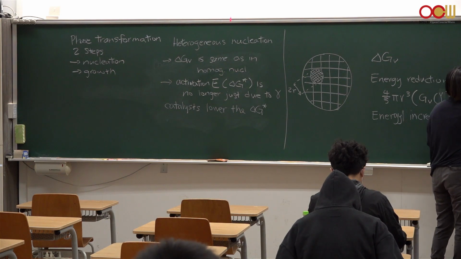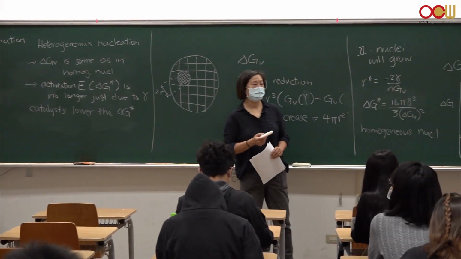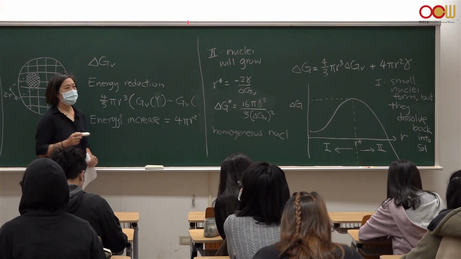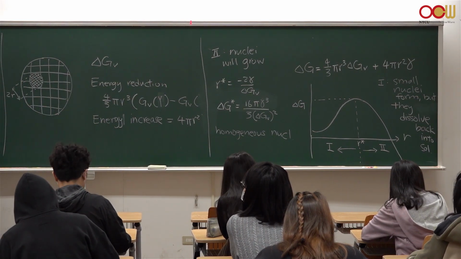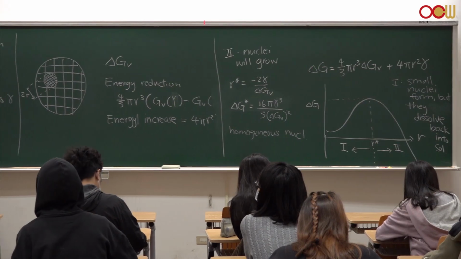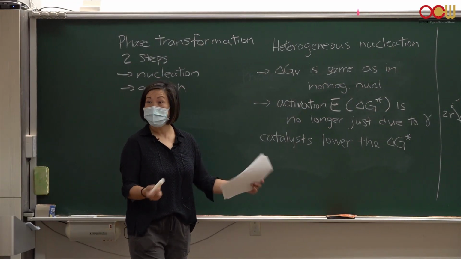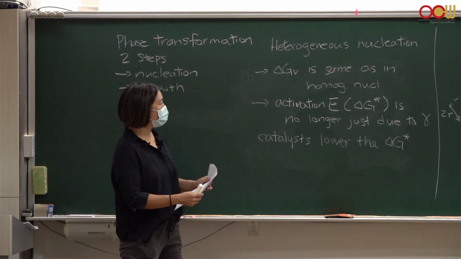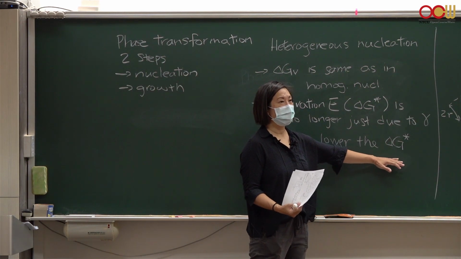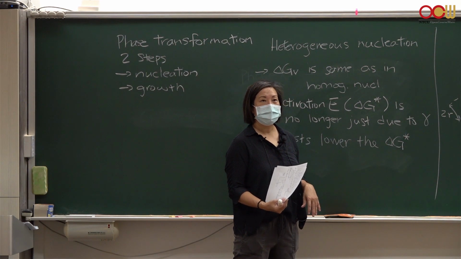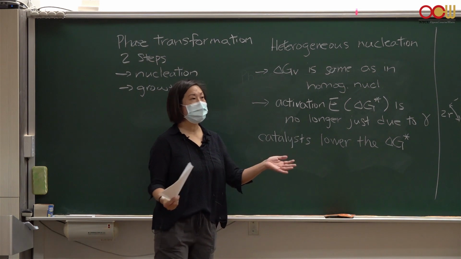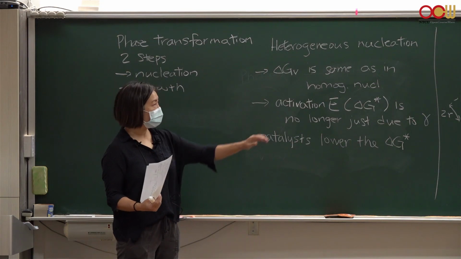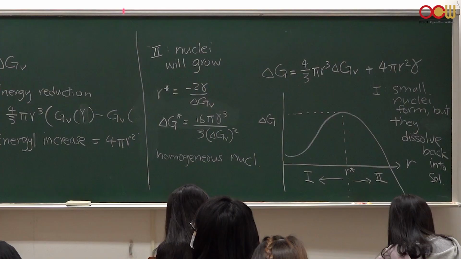So this equation no longer applies right here, because you have all these other surface energies that are in play. Okay, and it will change depending on what kind of catalysts you have. So there's no set standard equation for the activation energy in heterogeneous nucleation. It depends on what kind of catalysts you have. But it will be lower than what happens in homogeneous nucleation.